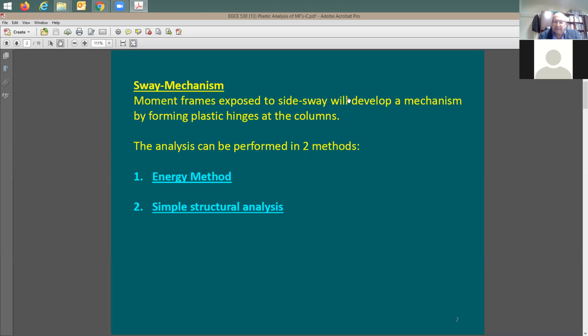So what is the sway mechanism? It means that you're going to have here a moment frame. We're going to push it laterally and see how it's going to fail, and at what force it's going to be failing. The failure here is going to be considered the mechanism, right? Again, the question is how much force you need to push the frame with to develop the mechanism.